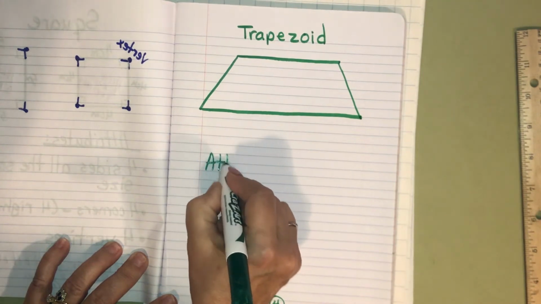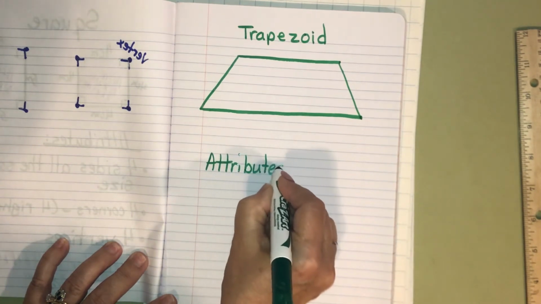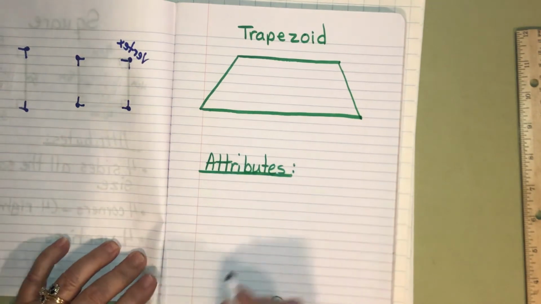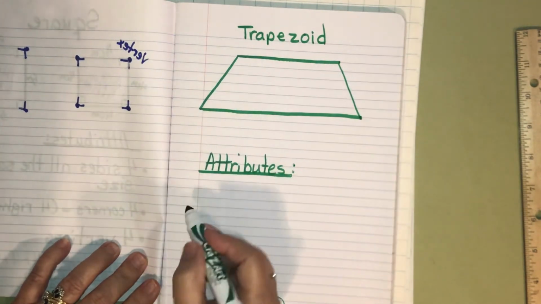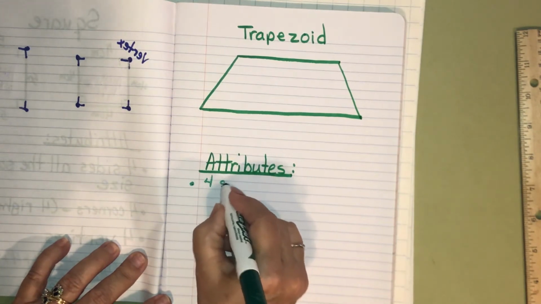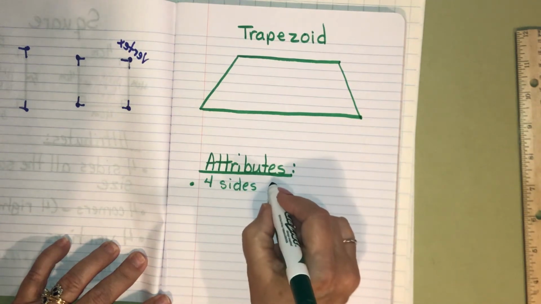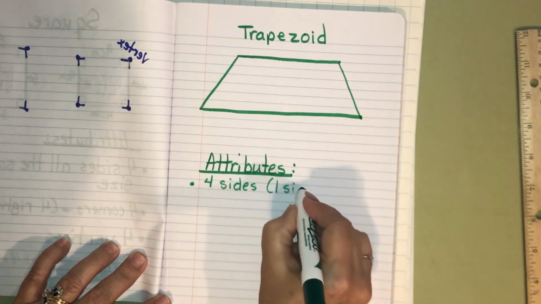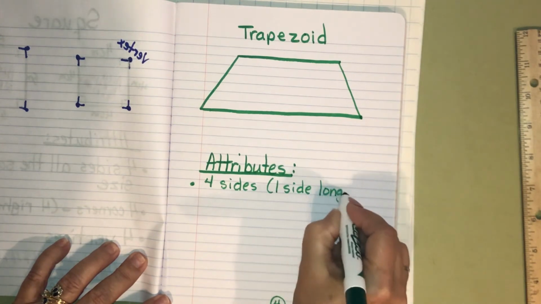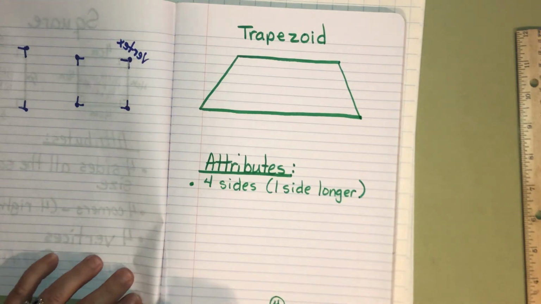So our attributes, remember the attributes are the characteristics. When you look at a trapezoid, what is it that you see? Okay, first thing, same as a rectangle, it does have 4 sides. All right, but one side is longer than the others. Okay, one side is longer.